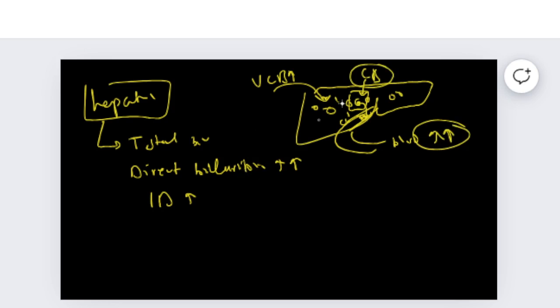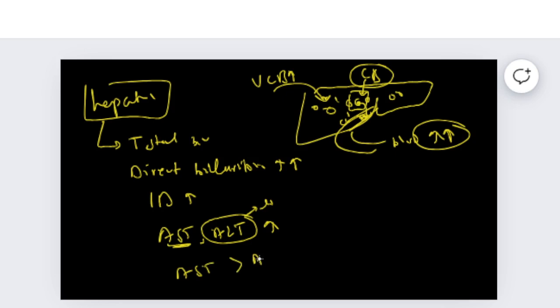Now we will explain AST and ALT. AST and ALT levels will be increased, but you have to remember that ALT is specific for the liver. AST is also present in other tissues. If AST is increased to 2 times that of ALT, you have to remember, this is due to alcohol, alcoholic fatty liver disease.